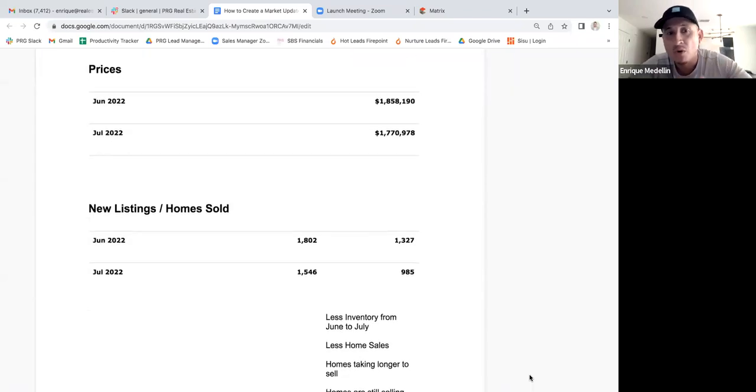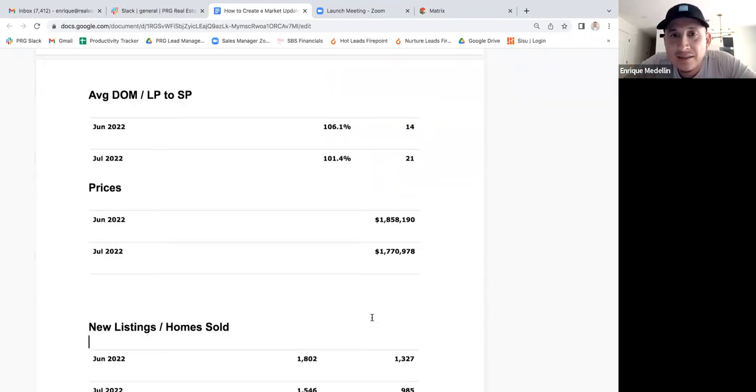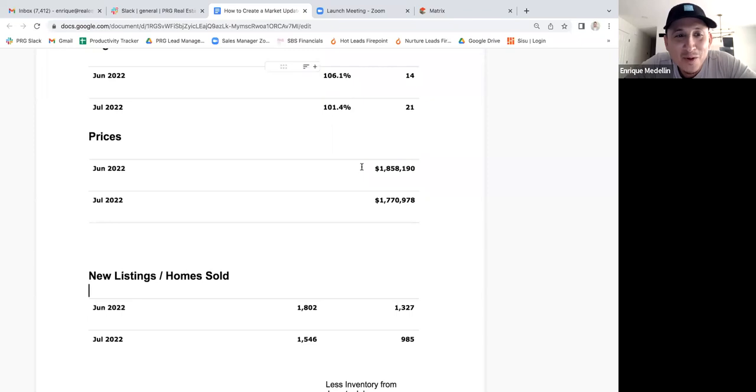When we look at inventory levels, there were about 1,800 homes that came on the market in June. There were about 1,500 homes that came on the market in July. So homes are coming on the market, but not as fast as they were. Also, approximately 1,300 homes sold in June, and now about 1,000 sold in July. So fewer homes are being sold on a monthly basis in the past couple months. That's it. That's how you do stats. Who wants to try that?